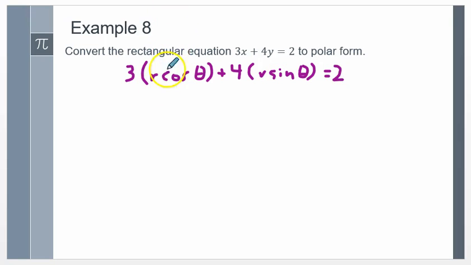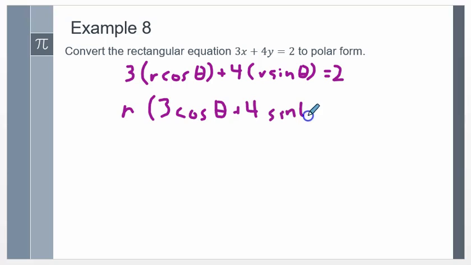So on the left-hand side of the equation, I have two terms now. I have 3r cosine of theta and 4r sine of theta. Since both of my terms on the left-hand side have an r in them, I'm doing the GCF factoring here. I'm taking that out. So if you take r out of this term, you're left with just 3 times cosine of theta. And if you take r out of this term, you're left with just 4 times sine of theta. And I haven't done anything to the other side of the equation. It's still just equal to 2.